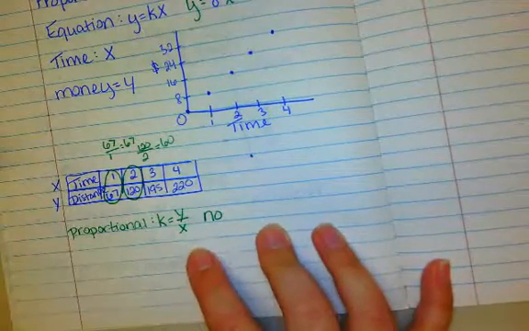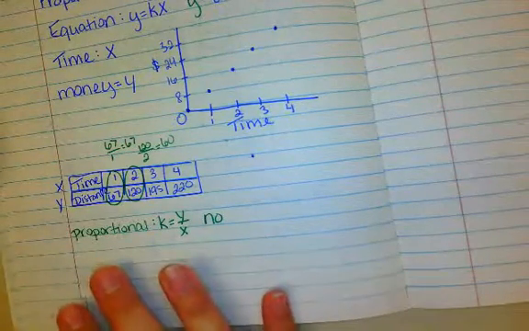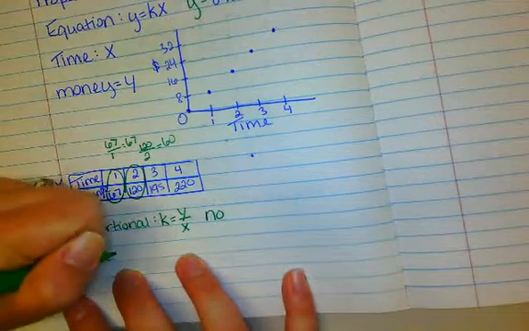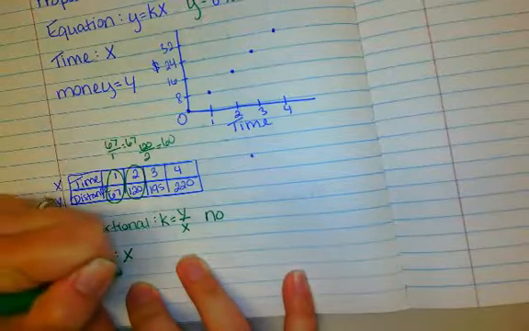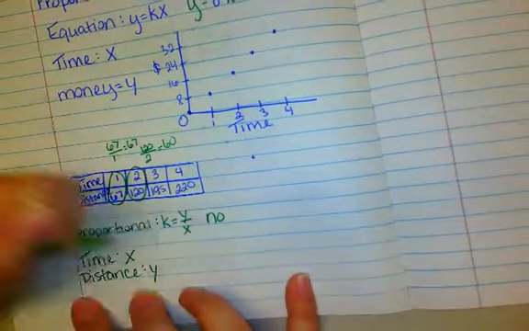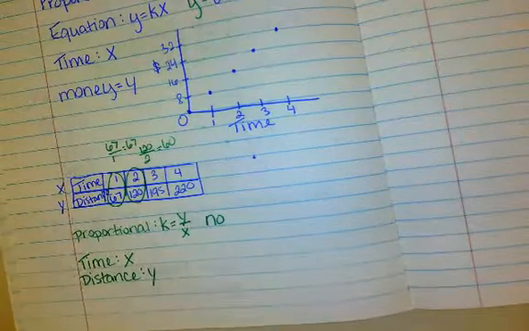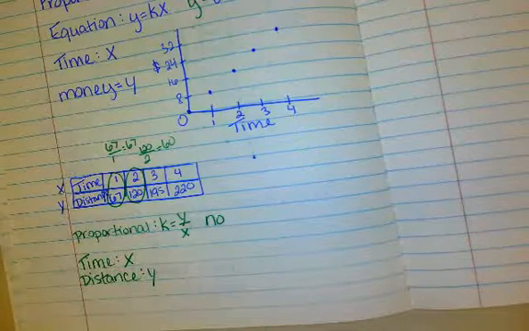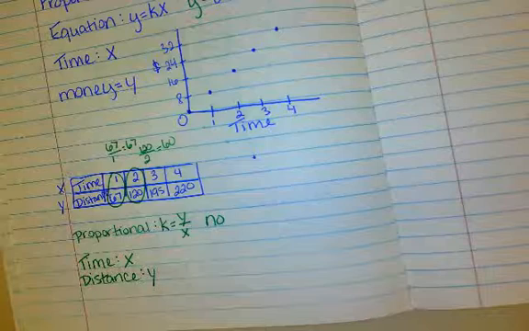Which means I don't have an equation, but I can tell you what my variables are. Time is still my x, and distance is still my y. It's always really important to identify what your x and y are so we know what we're talking about. But this is not a proportional relationship because when I divided my y by my x, I did not get the same number. So it doesn't have a constant rate of change between my x and my y.